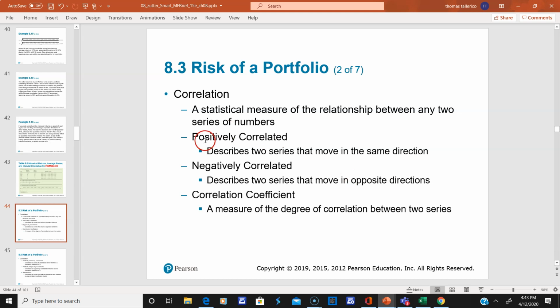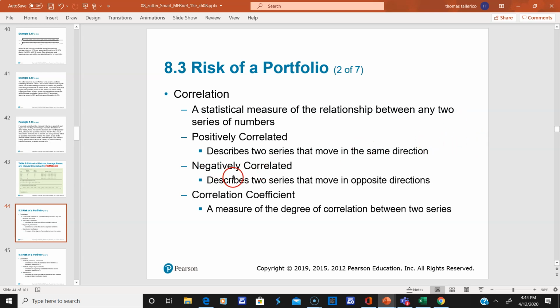All right, so what is correlation? Correlation is a statistical measure of the relationship between any 2 series of numbers. And if something is positively correlated, it describes 2 series that move in the same direction. So, for instance, 2 airline stocks, right, would move in the same direction. And it's all a function of whatever happened in the economy, like the coronavirus. Now, with regard to that, all stocks moved down, right?